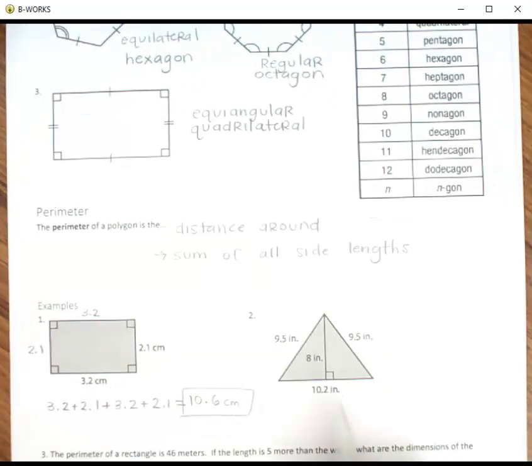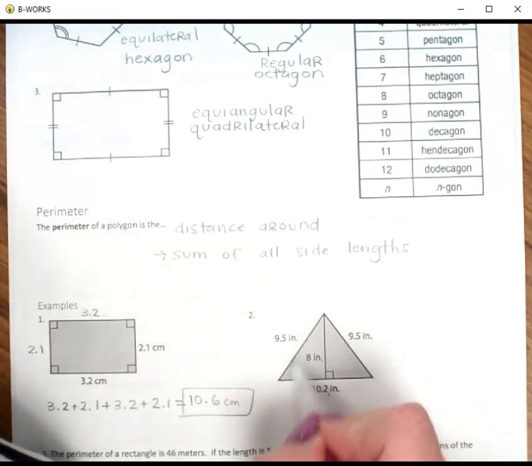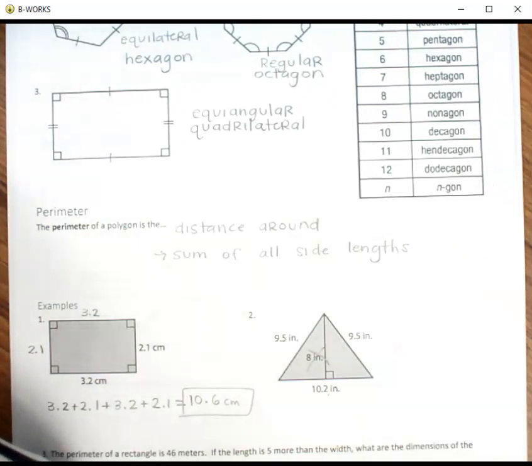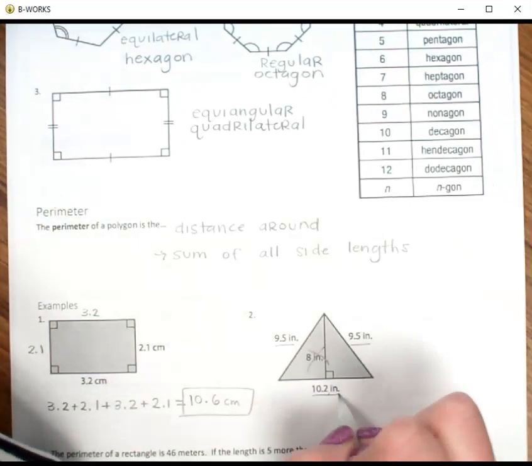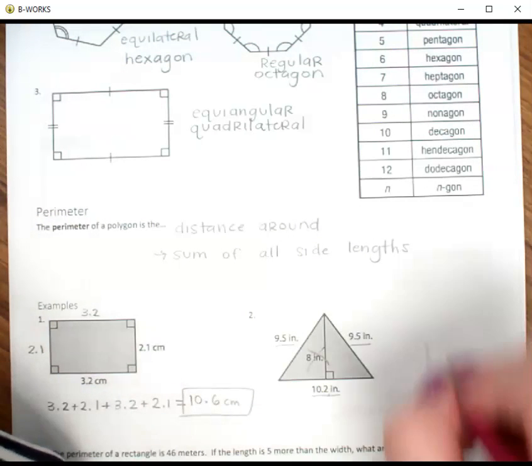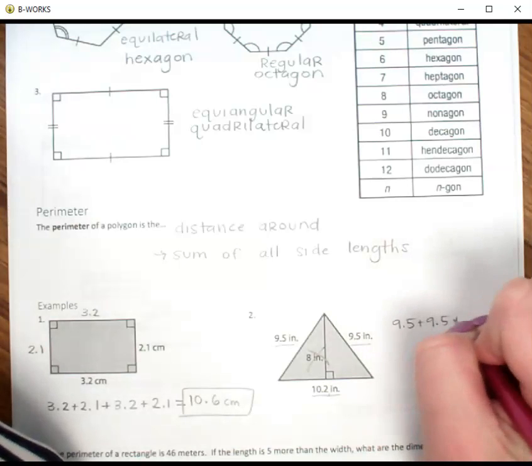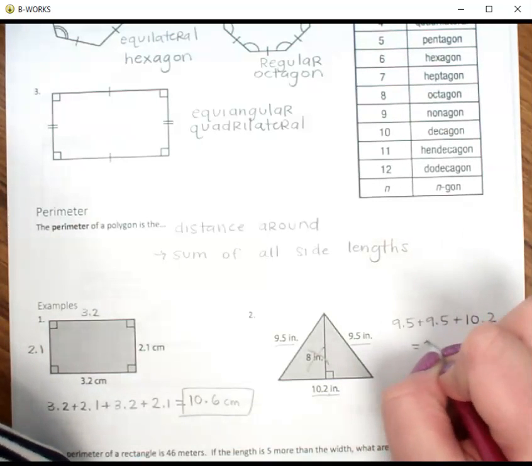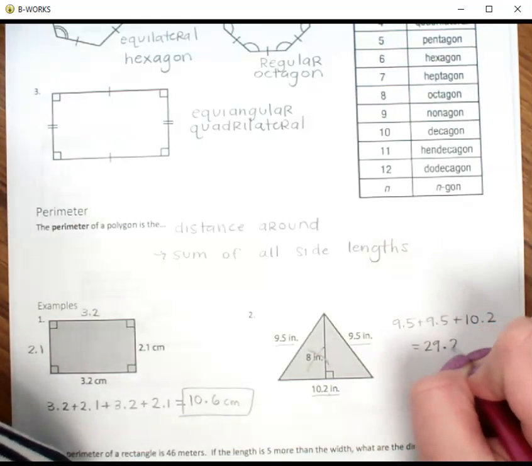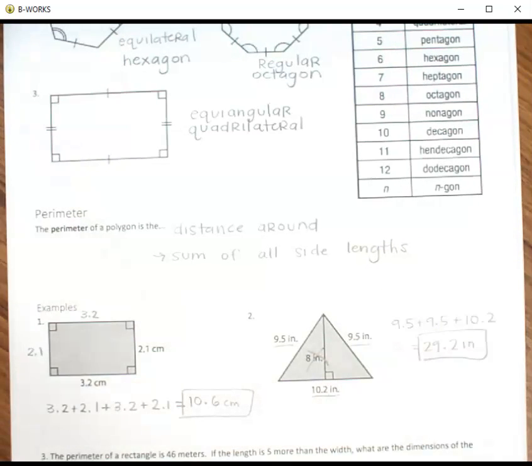Example 2 here. For perimeter, we don't care about what's on the inside. We only want to add what's on the outside, the length of those sides. So 9.5 plus 9.5 plus 10.2 is, I believe, 29.2 inches for the perimeter of that triangle.